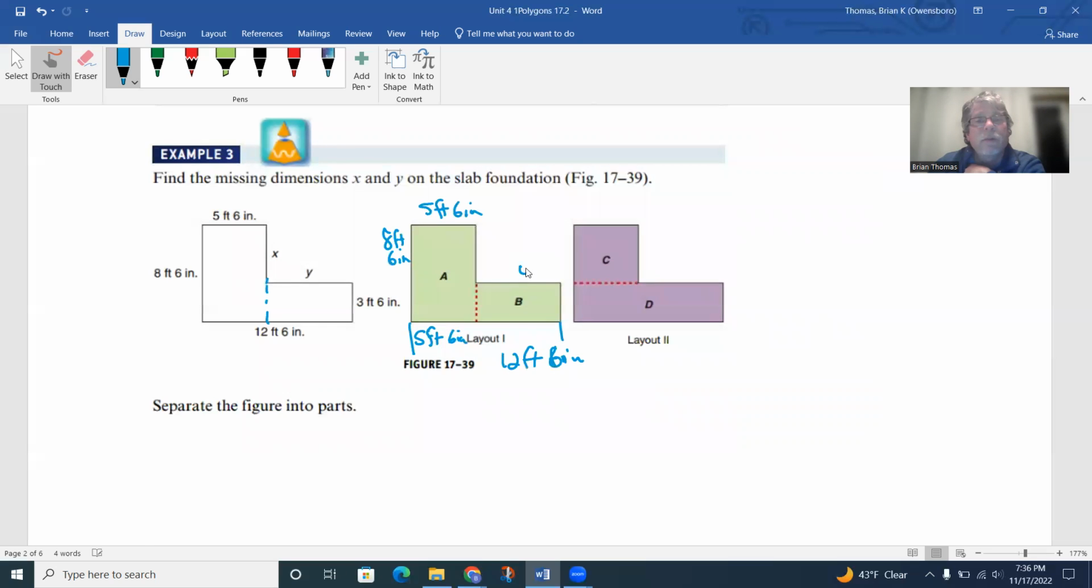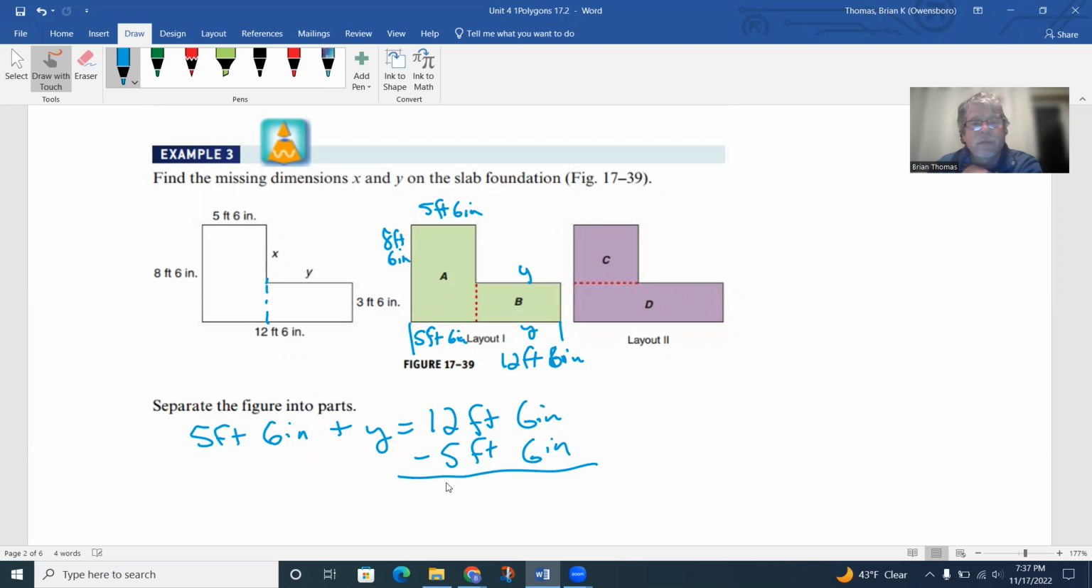Notice how Y would be here, but Y would also be here. So 5 feet 6 inches plus Y would have to add up to 12 feet 6 inches. If I write an equation like that, we can solve for Y by subtracting 5 feet 6 inches on both sides. We end up with 7 feet and 0 inches, or in other words, 7 feet. So Y would be 7 feet. If we have 7 feet plus 5 feet 6 inches, that adds up to 12 feet 6 inches.